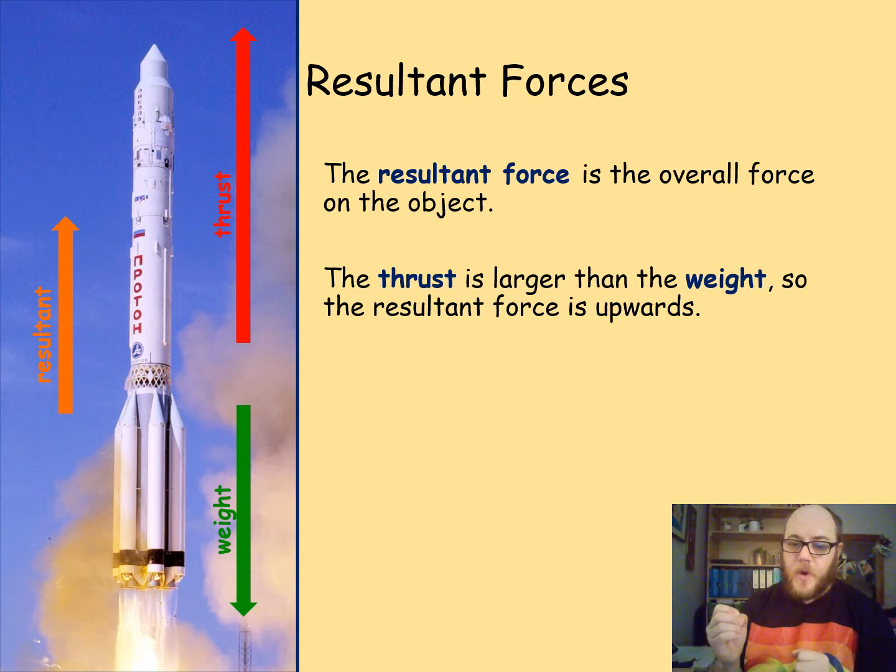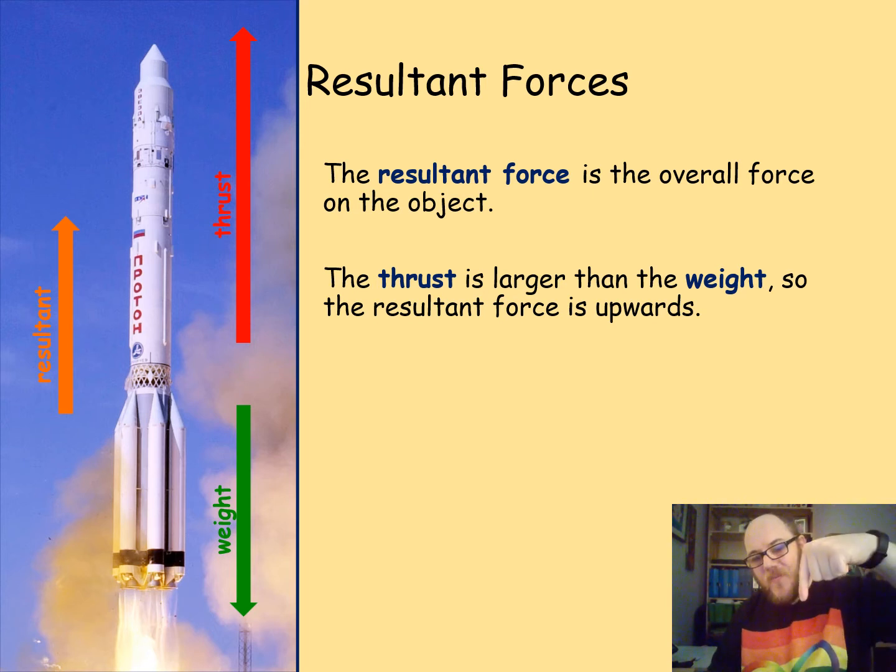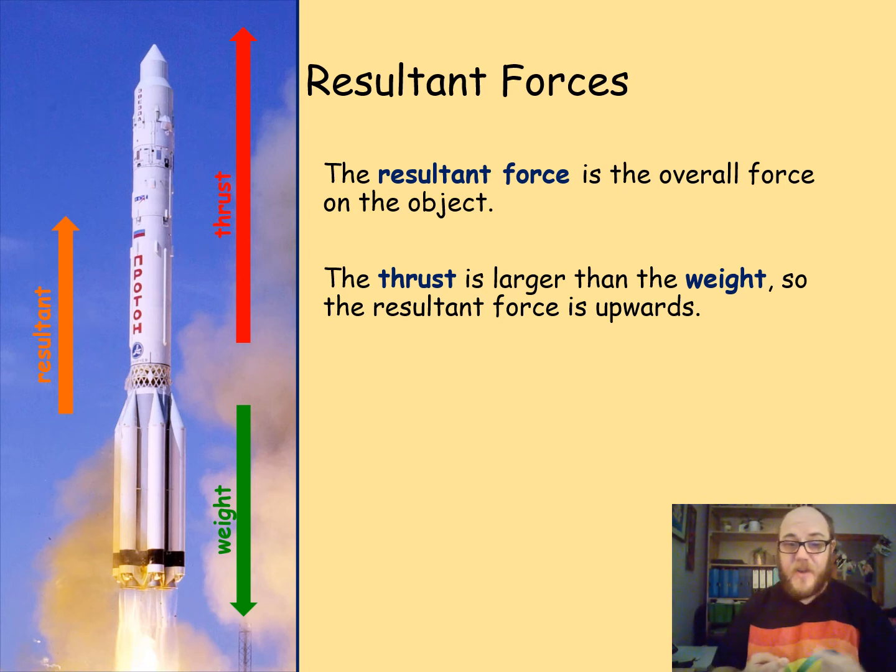What you don't want is the weight being larger than the thrust. As soon as that happens, then you have a resultant force pointing downwards, and that's very bad for everyone involved, because unfortunately that means your rocket's going to slow down, and then if it gets to the wrong speed, it's going to start falling, and you're never going to get that rocket into space, and hopefully you're going to land the rocket and not have it explode on impact.